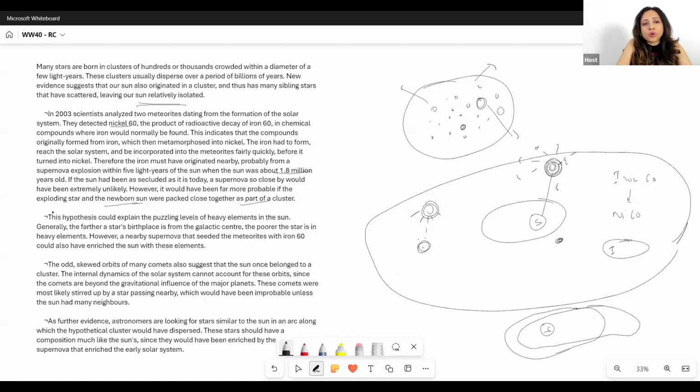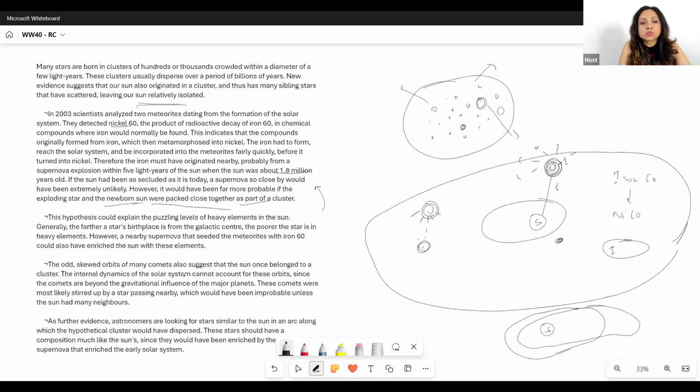Look at every point they are trying to suggest: that the sun belonged to a cluster, right? That is how we start. So then this says that the sun was packed close together. Then over here also, this is supporting this theory, the supernova hypothesis. And then again, he says that the orbits of the comets also suggest that the sun belonged to a cluster, right? So everywhere the author is trying to give us data about this hypothesis of his that the sun originated in a cluster.